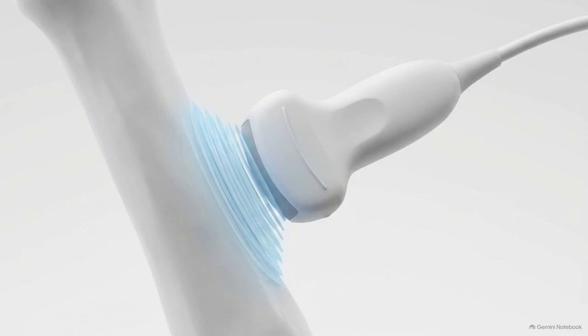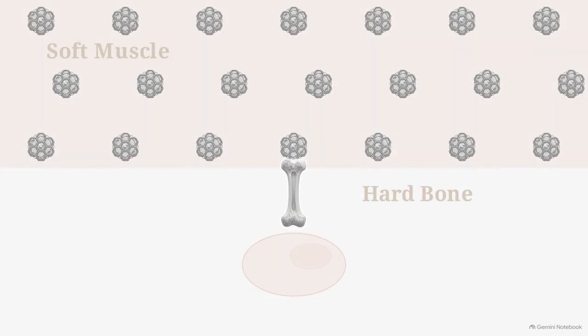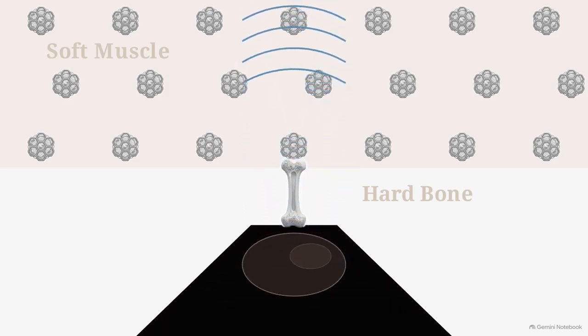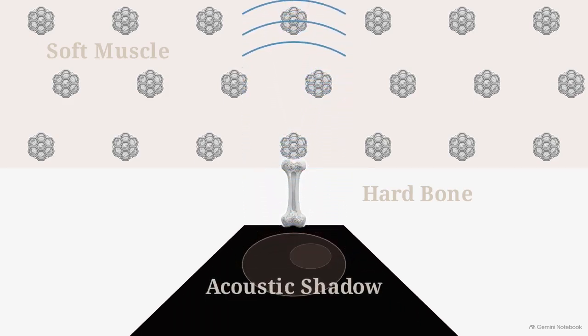But the acoustic regime has a severe physical limitation. When sound waves hit a drastic impedance mismatch, like the transition from soft muscle to hard bone or from tissue to air, the wave is almost entirely reflected back toward the probe. This complete reflection creates an acoustic shadow.